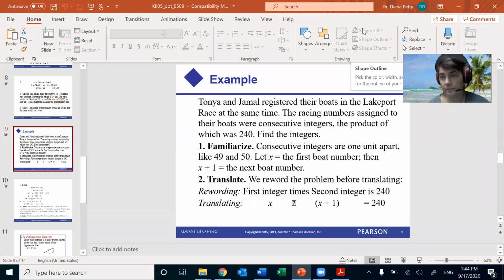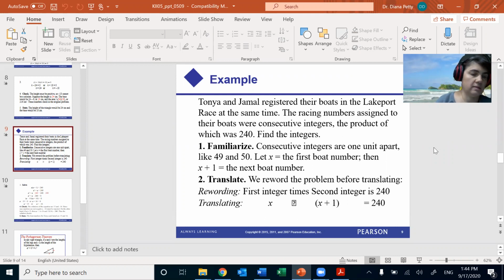Hello everyone, this is Introductory Algebra, September 17th, and I'm recording this video again because during the class Zoom, we had too many disturbances.